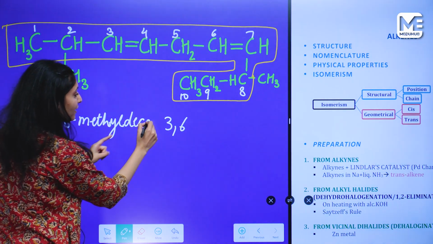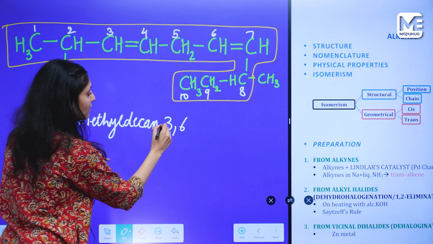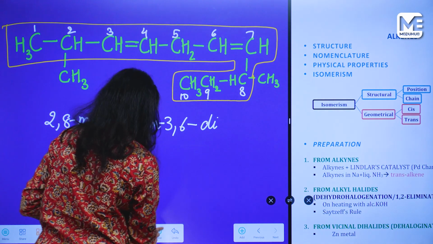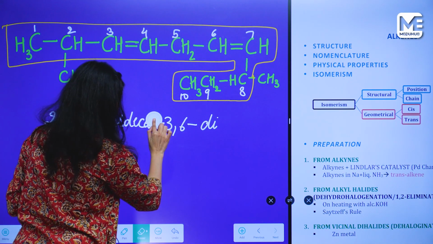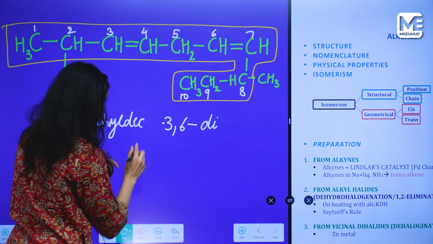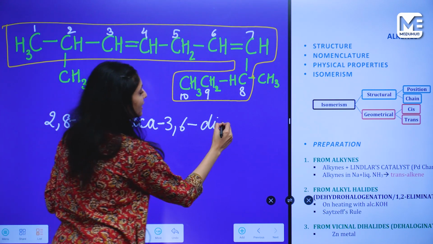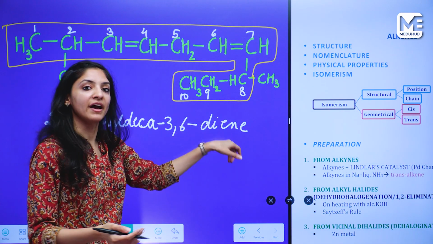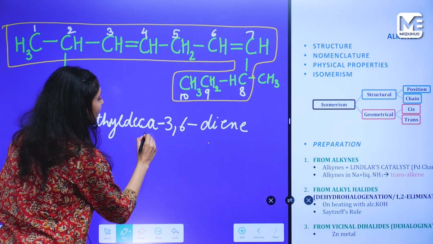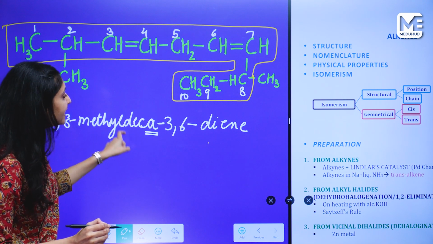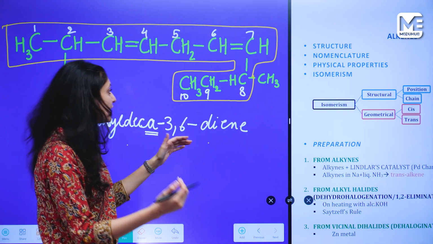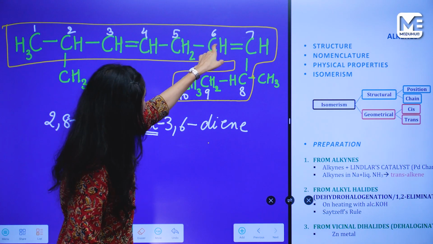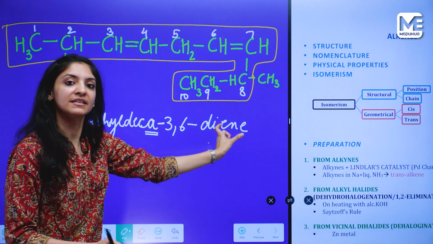Here we cannot just write dec, it has to be decane. Decane 3, 6 deca, 3, 6 deca diene. So whenever we have more than one double bond, it is either di, tri, tetra, ene. We need to put A here. This A has to be there. We cannot write dec 3, 6 diene. It is deca 3, 6 diene. The first carbon that has a double bond is 3 here. Here it is 6.